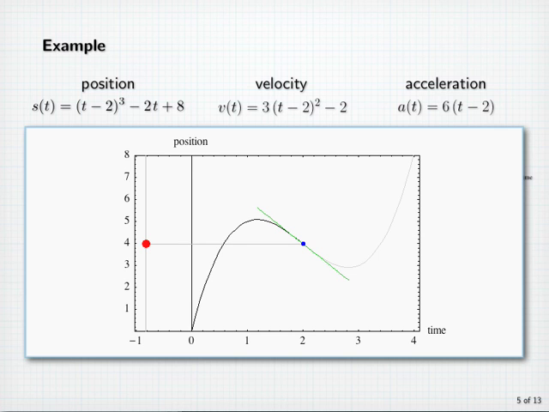Now at t equals 2, the acceleration changes sign and becomes positive, and so the object now behaves as if there's a force pulling it in the positive direction. Notice that it does continue to move in the negative direction for a moment before turning around and going in the positive direction. So now let's look at the entire animation one more time. Forward, backward, forward again.